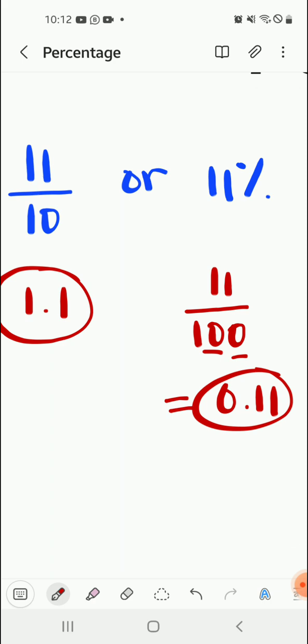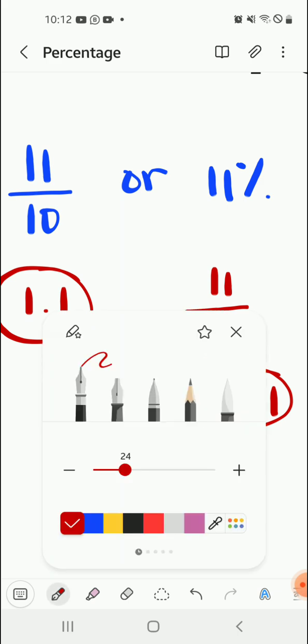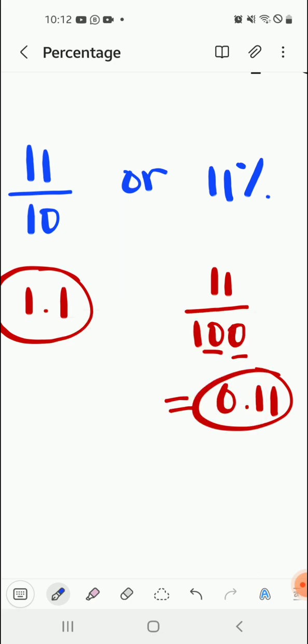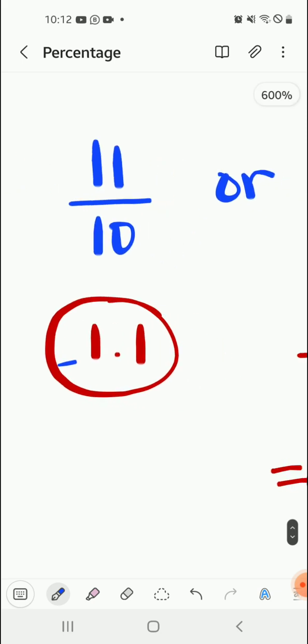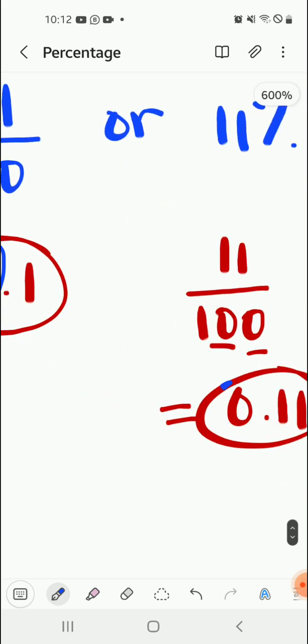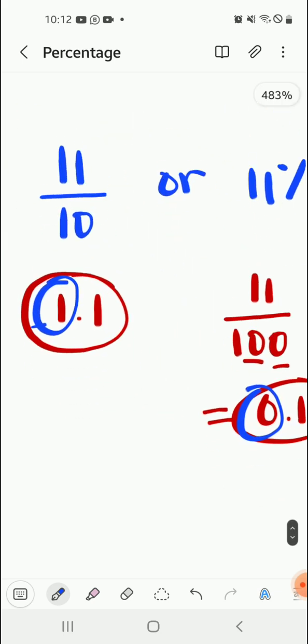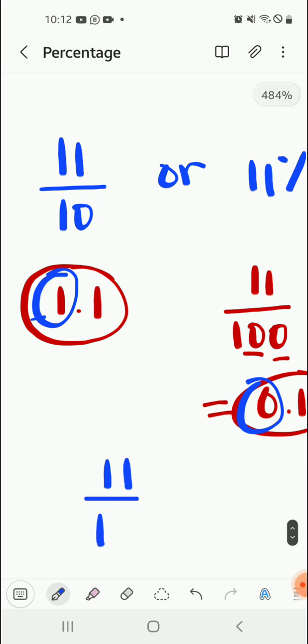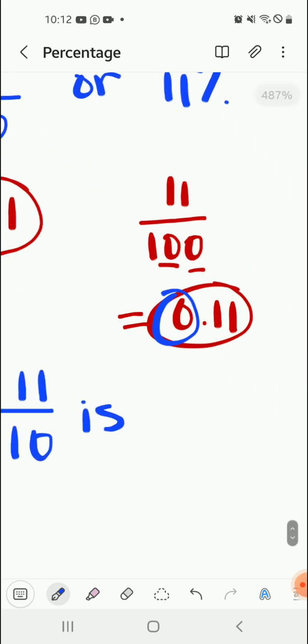Obviously, first step is you need to check whether the number before the decimal place is greater or not. If we compare, the number before the decimal place is 1 and here it is 0. So obviously 1 is greater than 0. Therefore 11 by 10 is greater.